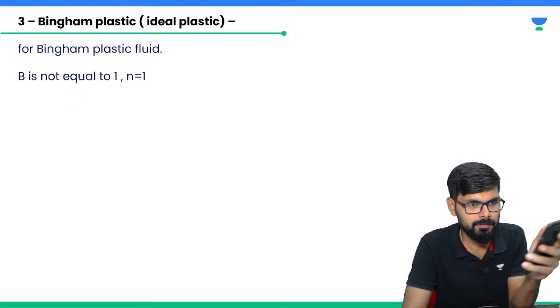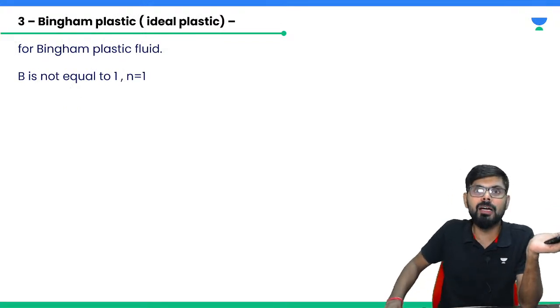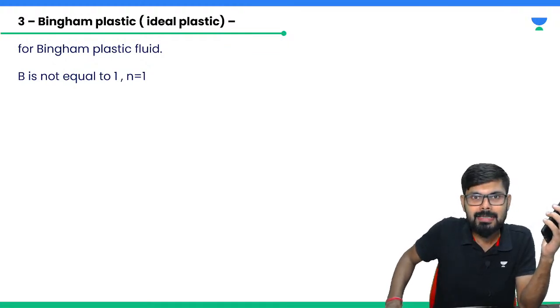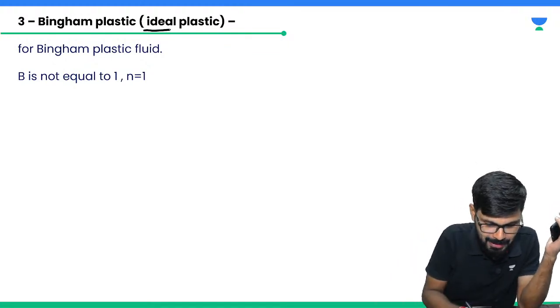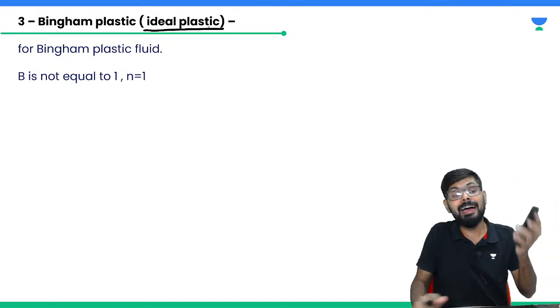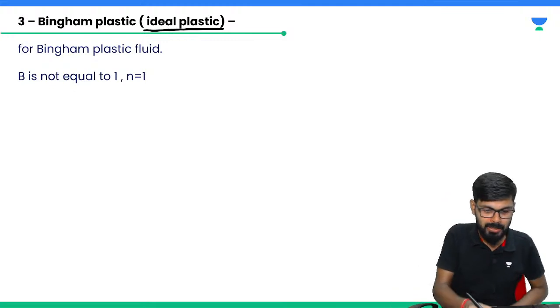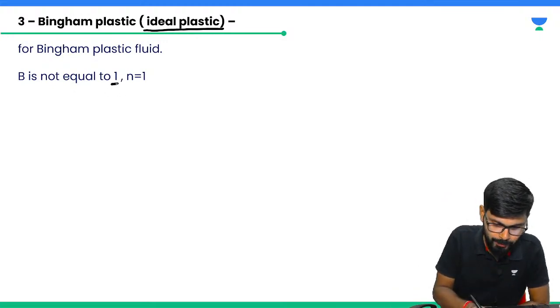Yes, Datta, great. Now the next one is Bingham plastic. Bingham plastic, not Singham plastic. It is a Bingham plastic. That is also called ideal plastic. So for Bingham plastic, the B value is equal to 1.